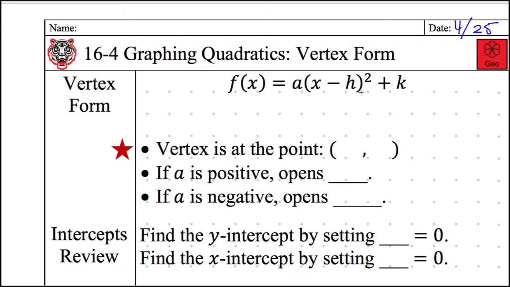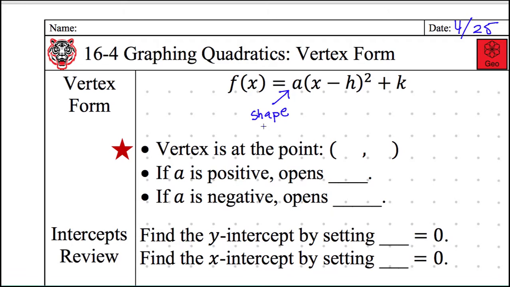All right, so vertex form. This is vertex form. It is really nice to find the vertex. There it is. Let's talk about some things that are going on with our vertex form. This A affects the shape. So I'm going to use the word shape here. This affects if it's skinny, fat, etc.